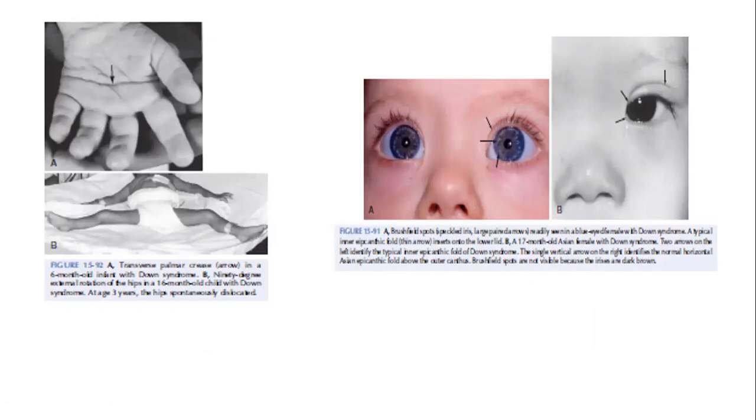Brushfield spots you will not commonly see in the Indian population. In the Indian population, those white spots you see in the iris are brown or black, so they are not easily visible, unlike in blue eyes. And single palmar crease, and external rotation of the hips, as though it looks like dislocated hips. So 90 degrees external rotation occurs at the hip level.